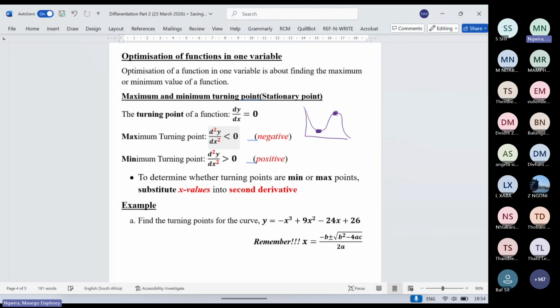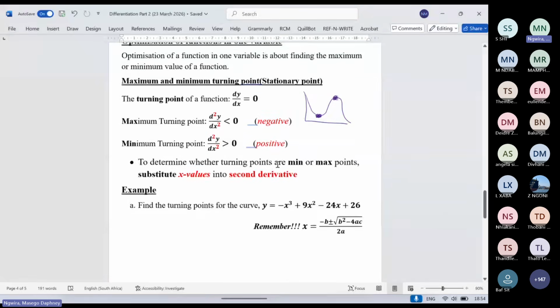I hope I wrote the right thing here. Maximum turning point, the answer is less than 0. Minimum, it's positive. I don't know if anyone has the notes. Hopefully I'm right. Negative, yes, max. All right, yeah, it is correct.